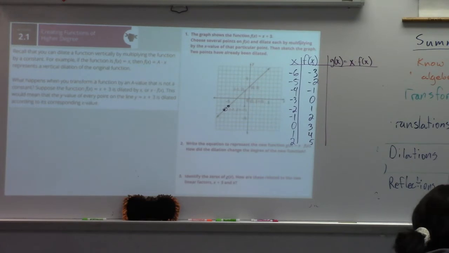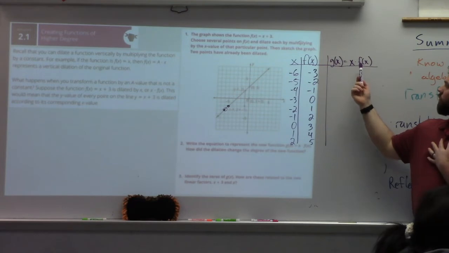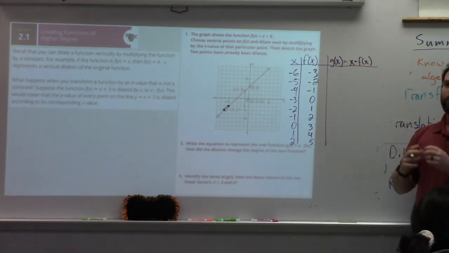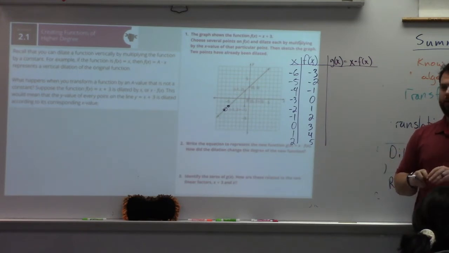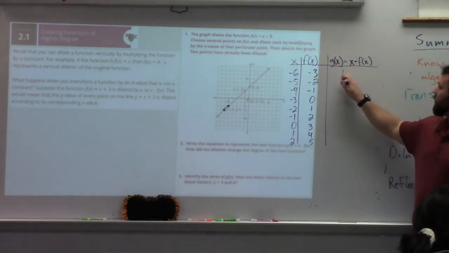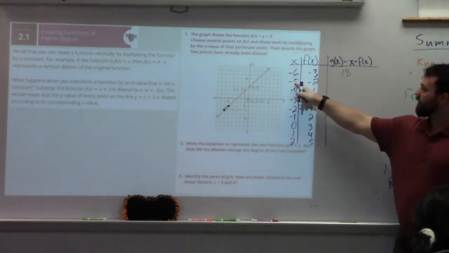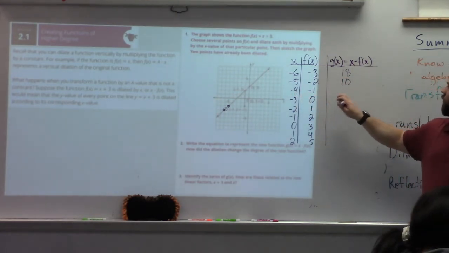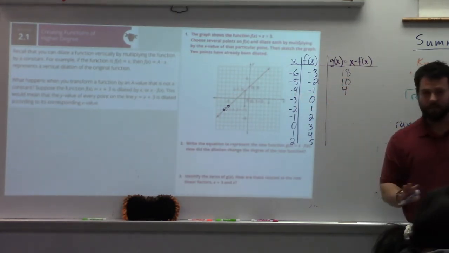So from here, literally all it is is x times the f of x. And remember it's multiplication, so what transformation is that? Dilation, right? So we want to keep that in mind. But negative 6 times negative 3 was 18. Negative 5 times negative 2, 10. Negative 4 times negative 1, 4. And 0.